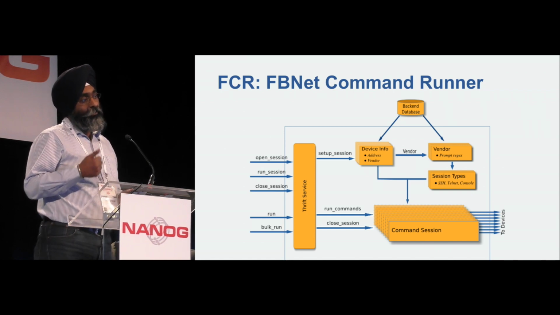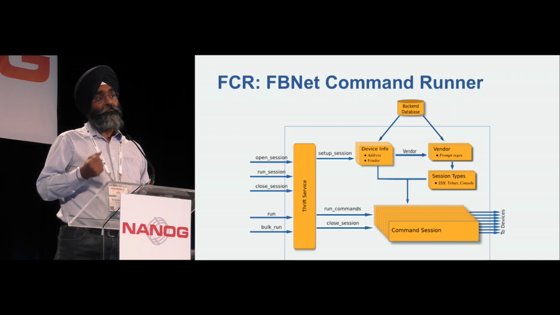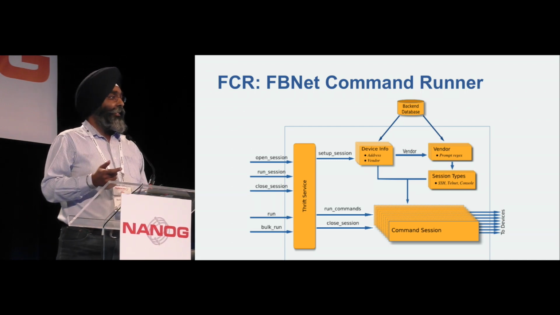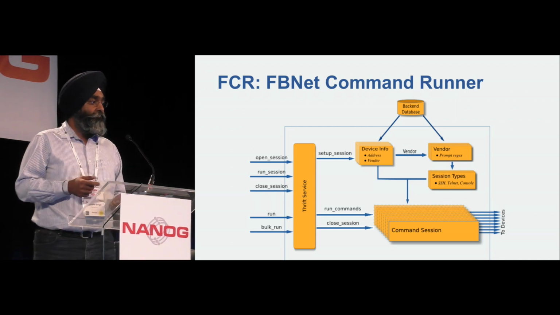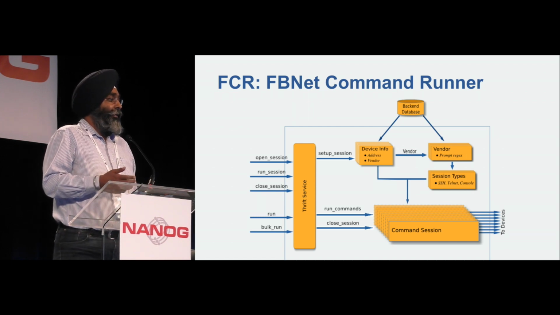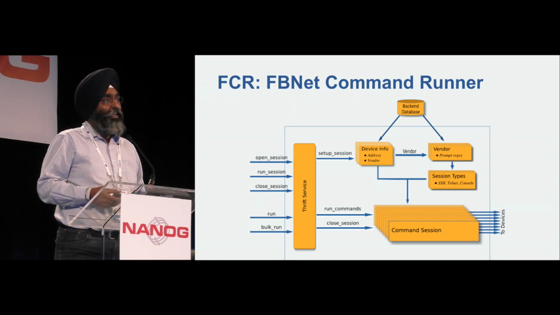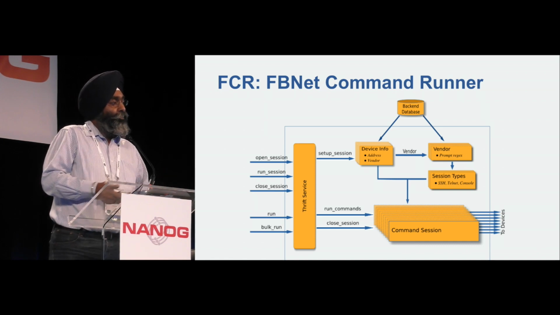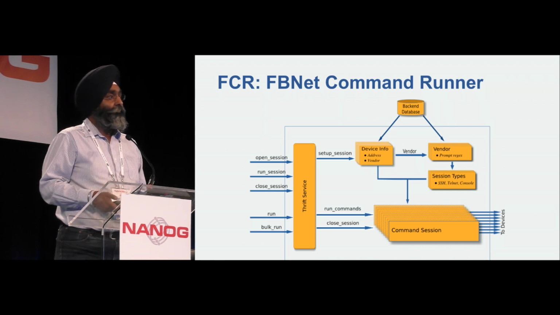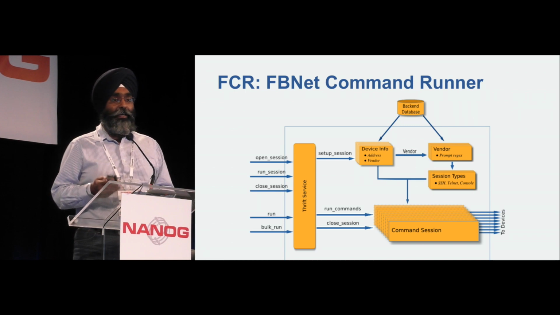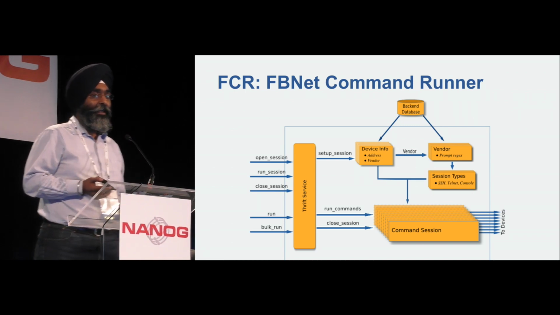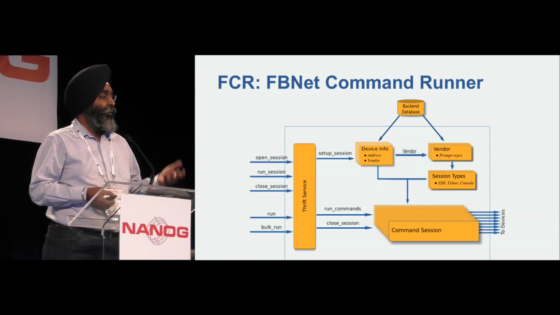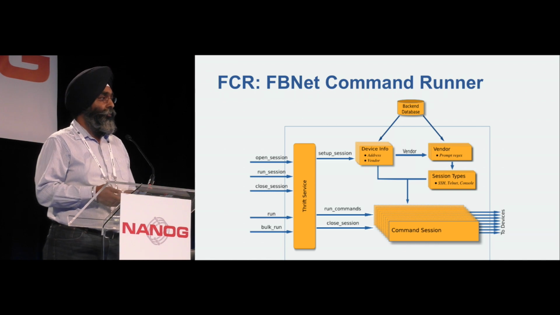So what we needed was a seamless way to be able to run commands on any device in our network. And we wanted it to run at scale. We didn't want our scripts to have to deal with connection management, prompt processing, and in doing so, allow them to scale along with the network. So for this, we created our FBNet command runner service. This service defines very simple yet powerful APIs. There are only 5 basic APIs that we expose.